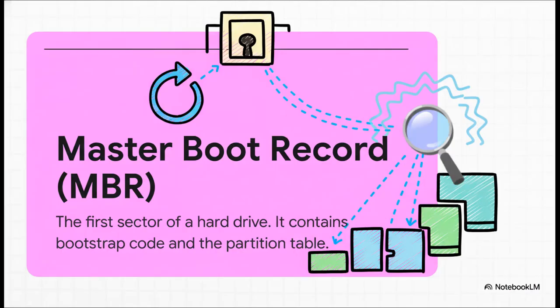The computer starts this search at a very specific address, the absolute first sector of the hard drive. And right there, it expects to find something called the Master Boot Record, or MBR. You can really think of the MBR as the gatekeeper. It holds two critical things: a tiny little program to kickstart the next step, and, just as important, a partition table. This table is essentially the drive's table of contents, telling the computer exactly how the drive is divided up.